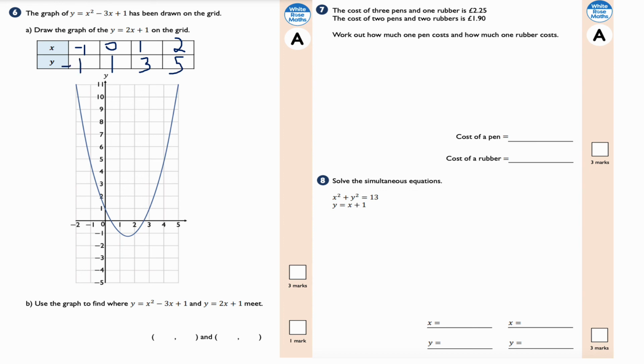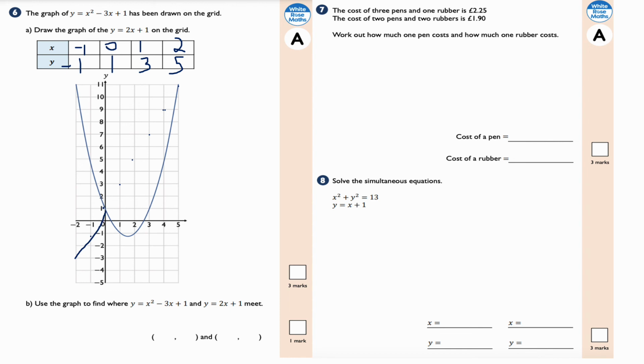I can double check my answer for that one. And now I've got to draw it. So minus 1, 0, 1, 1, 3, 2, 5. And if you're interested, we will go a bit further. When x is 3, 2 times 3 is 6. Add the 1, it's going to be 7. When x is 4, 2 times 4 is 8. Add the 1, it's equal to 9. When x is 5, y is equal to 11. And with your ruler, obviously, I'm doing it freehand here.